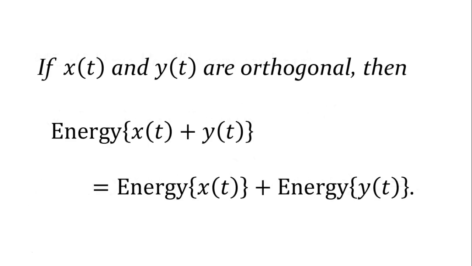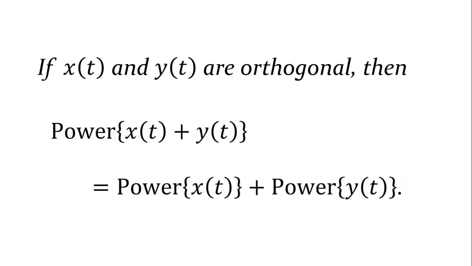As we saw, the energy of a sum equals the sum of the energies when the two signals are orthogonal. This property greatly simplifies our calculations when we deal with a sum of mutually orthogonal signals, that is, a group of signals that are all orthogonal to one another. The same property holds when calculating power.